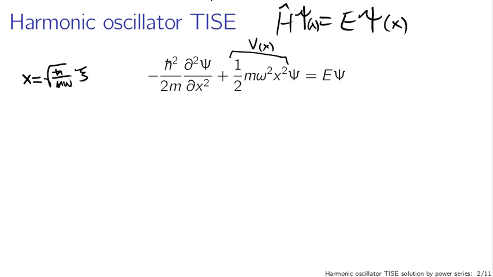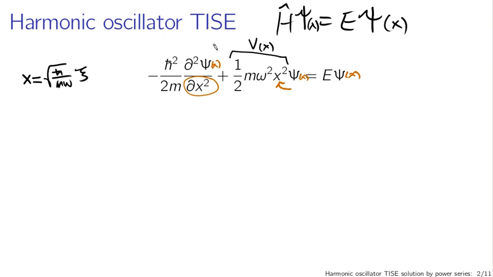Now, what happens when we substitute in new coordinates here? Well, we have to worry about psi of x here, and here, and here. Psi is going to have to, in some sense, change a little bit in order to be represented as a function of xi instead of x. We also very clearly have an x here, and we have to worry about the second partial derivative with respect to x. So let's work through this step by step, and you'll see how these substitutions can be made.